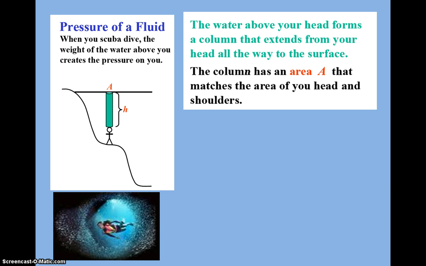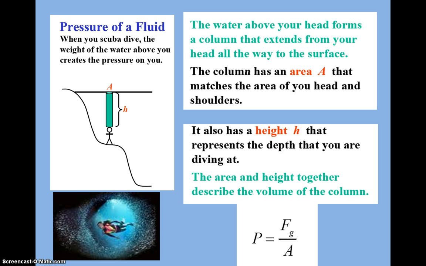And I'm going to derive an equation that will show how that is related and how we actually calculate that. All right, so you have the height of the water column and you have the cross-sectional area of the water column. If we look at our pressure equation, it's force per unit area. Well, the force that we'd be talking about here is the weight of the water pushing down on you, and the area would be the cross-sectional area of the column that's pushing down on your head or whatever.